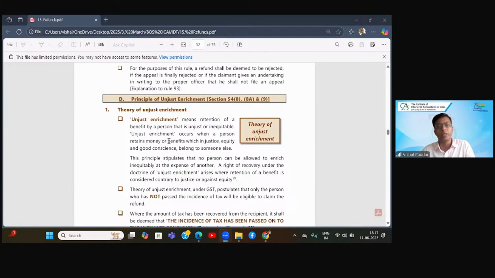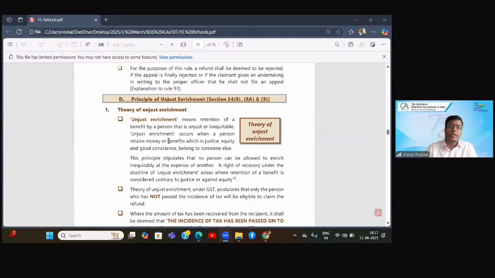So putting it simply, when you are benefited, now in case of refund, this term is used because if refund is given to you, you will be benefited. But this benefit is unfair. It was not applicable. The refund was not due to you. Why? Because you never bore the tax burden. So in such cases, if the refund is still given to you, it will become an unfair benefit to you. That is the concept and theory of unjust enrichment.